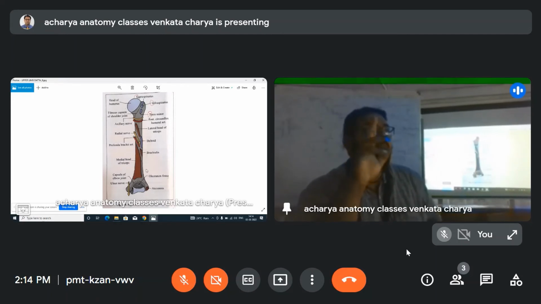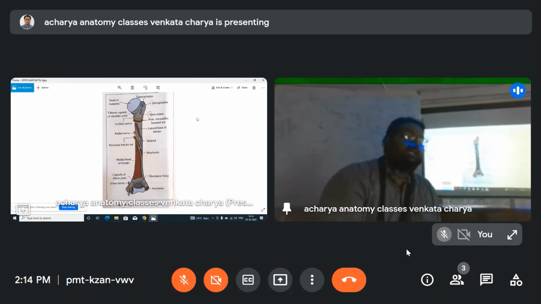This groove is present in between the two heads of the triceps muscle. Those heads are, number one, the lateral head of the triceps, and the medial head of the triceps. In between these two heads, there is an oblique shaped, round shaped, depressed area. That groove we call the radial groove, otherwise called the spiral groove. Are you getting? So this is the posterior surface.